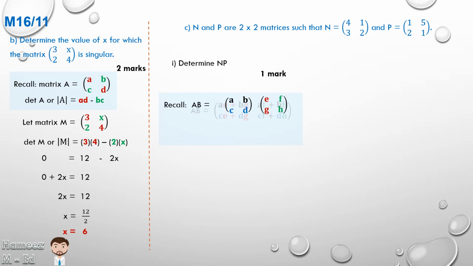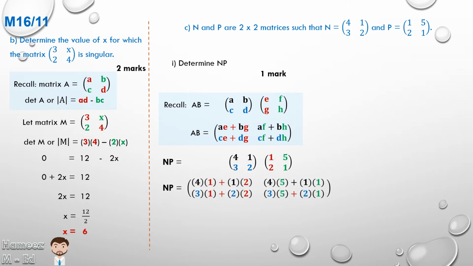So row by column, first row by first column, black terms by red terms, AE plus BG. Then first row by second column, black by green, so AF plus BH. And then blue by red, which will give us CE plus DG. And second row by second column, blue by green, CF plus DH. And let's apply it to NP, our question. So we have 4, 1, 3, 2 by 1, 5, 2, 1. I've maintained the same colors as above, so you can follow the pattern.